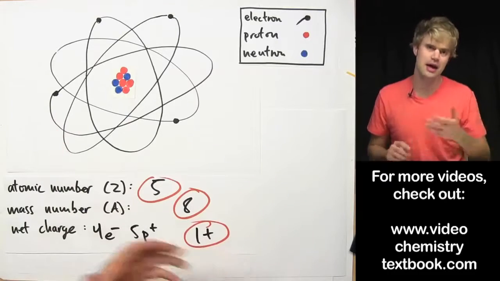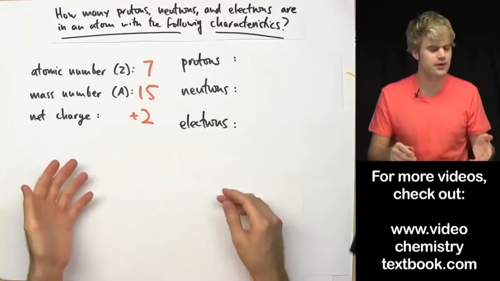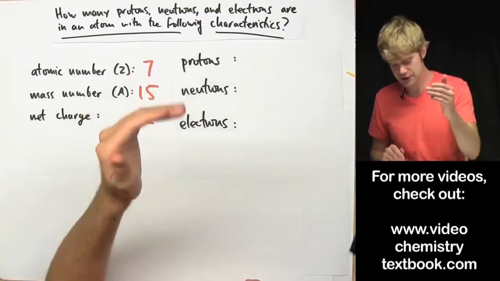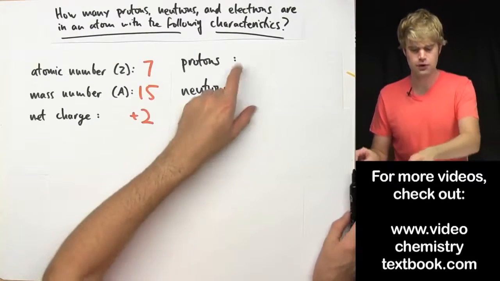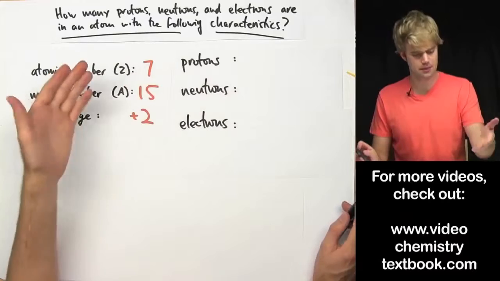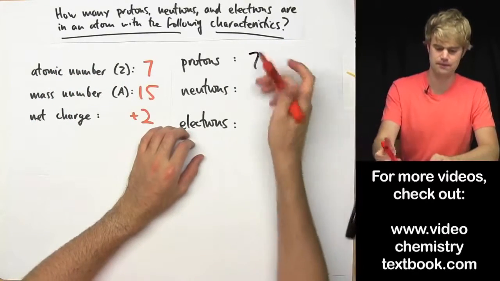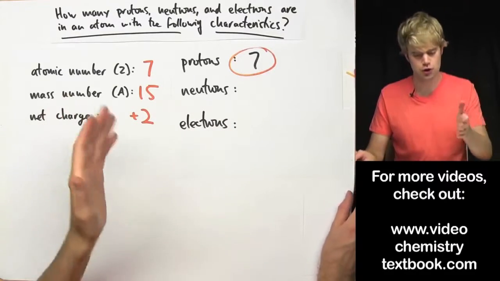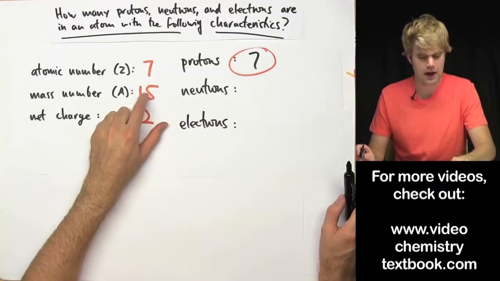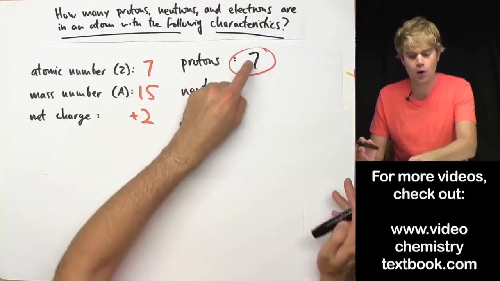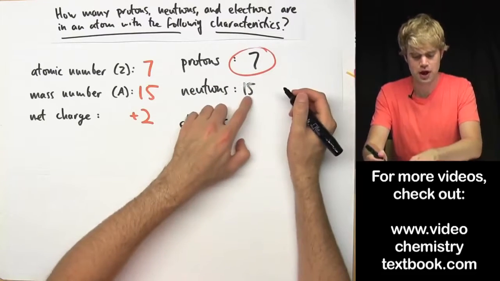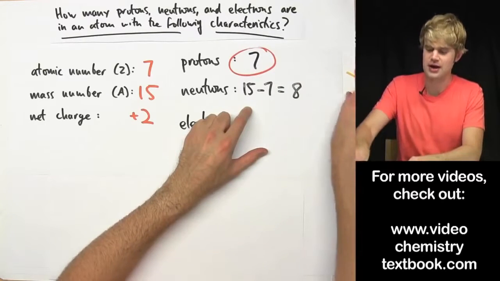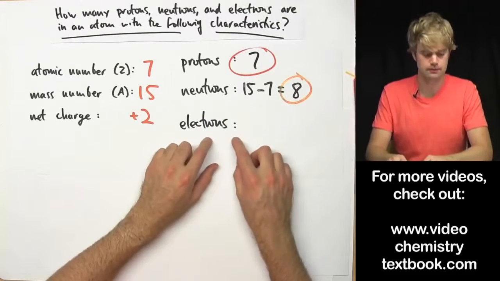This is kind of a basic problem. Now we'll move on to stuff that's a little trickier. So here we've got an atom with this atomic number, this mass number, and net charge. From this information, we need to figure out the protons, neutrons, and electrons that are in this atom. Protons is going to be easy because the number of protons is the same thing as atomic number, so that's going to be 7. Now what about neutrons? Mass number is protons plus neutrons. So this 15 here is protons and neutrons together. I already know how many protons there are, so I can do protons plus neutrons, the mass number, minus the number of protons equals 8, the number of neutrons.